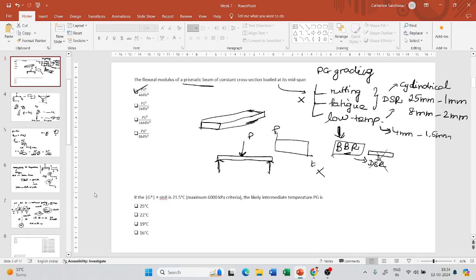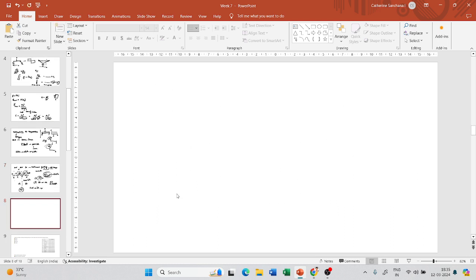So first let us answer this question. The answer to this is 22 degrees Celsius, which we saw now. Now as we are on this page, we will discuss how the high temperature grade is also determined. The same scenario we will apply to a high temperature grading of bitumen.